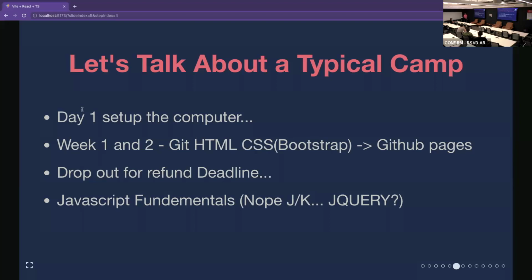Like one guy couldn't even install Chrome on his computer. I had to walk him through installing Chrome. You're just not ready, right? You need a little bit more prep, right?